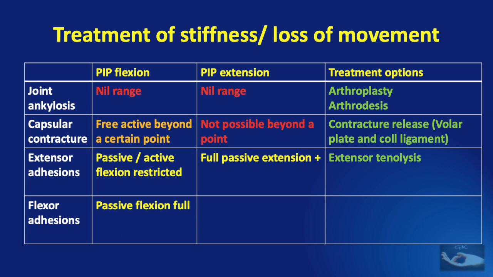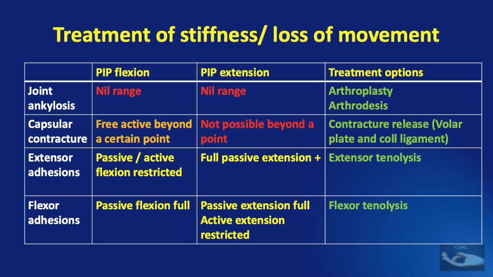If there are flexor adhesions, the passive flexion range would be full, but there would be a restriction of the active flexion range, and in PIP extension there would be full passive extension, but active extension can be restricted. A flexor tenolysis is indicated here. A combination of these problems may also present, and different surgical options need to be exercised.